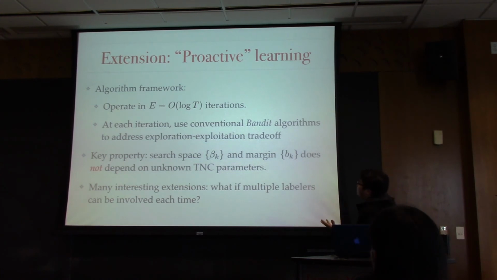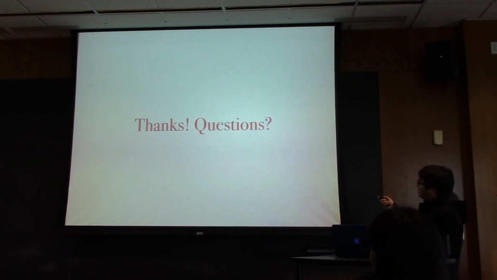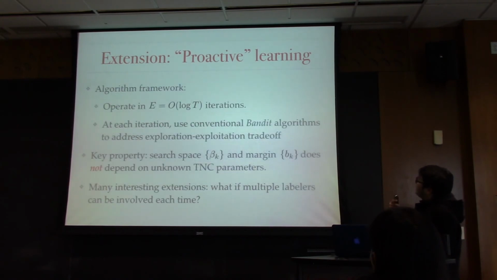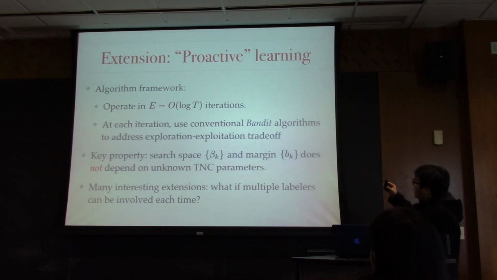The basic algorithm framework is still like, I can still perform margin-based active learning. I can do it in log T iterations, and at each iteration, I can use conventional bandit algorithms to address the exploration-exploitation trade-off. So I need to explore more users, but at the same time, I want to query the best user a lot of times in order to minimize my empirical error.